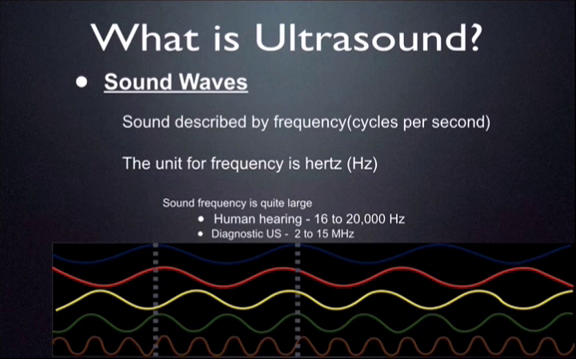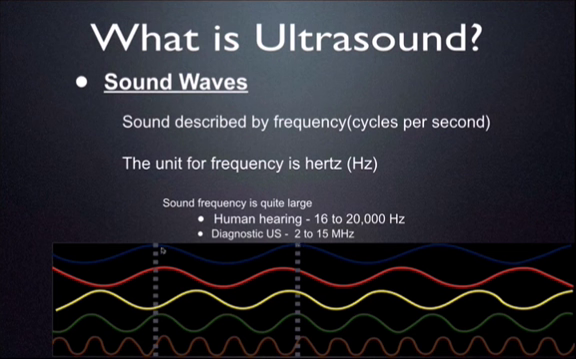Speaking of frequencies, what is frequency? Well, frequency is cycles per second. Well, what is a cycle? Well, if you look at the apex of this wave to the apex of this wave, that would be one cycle. It is the point on one wave that correlates to the same point on the next wave.